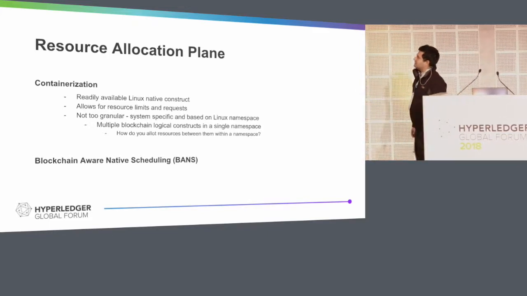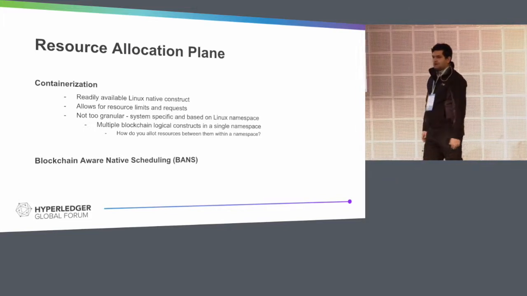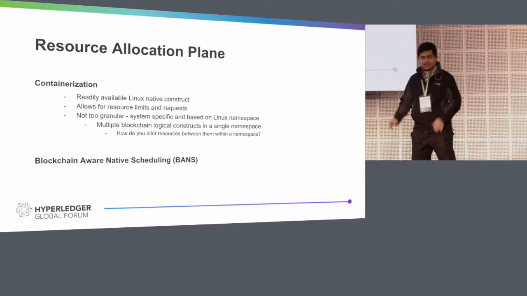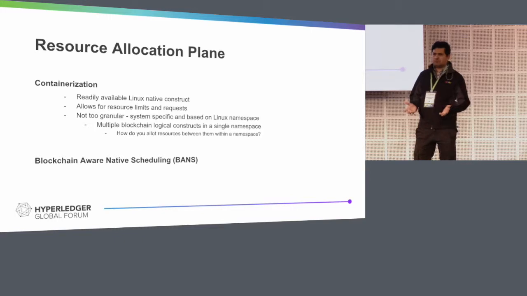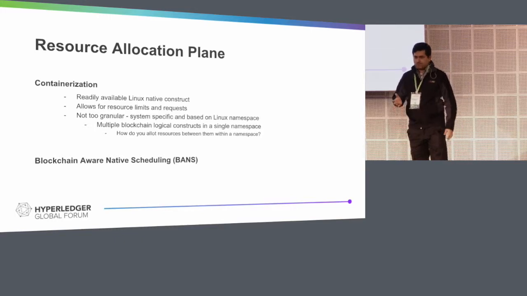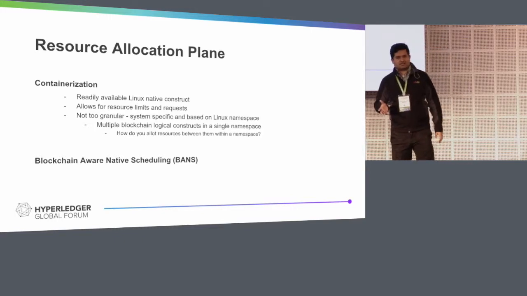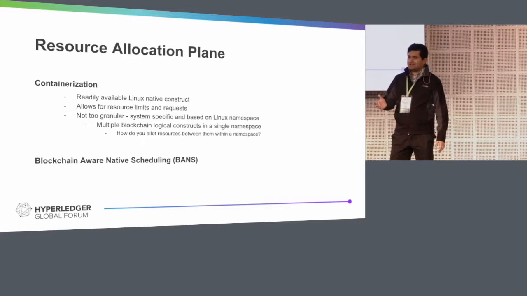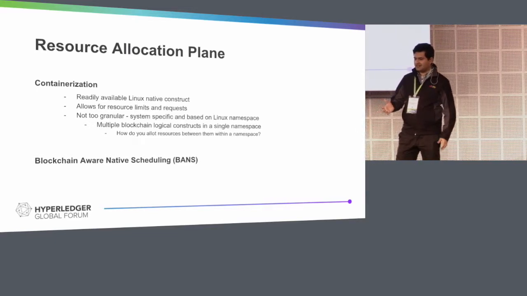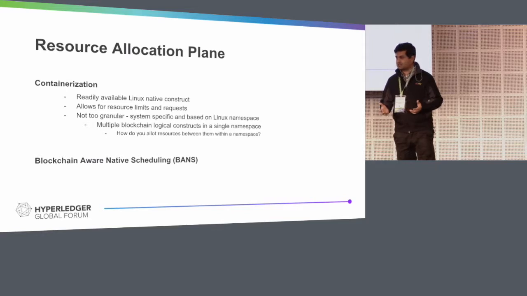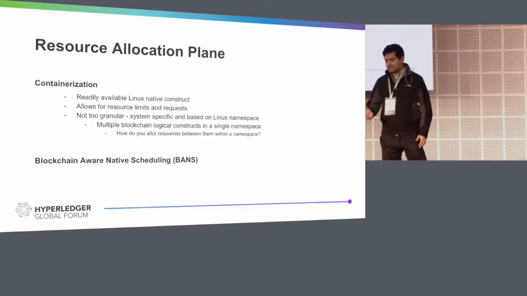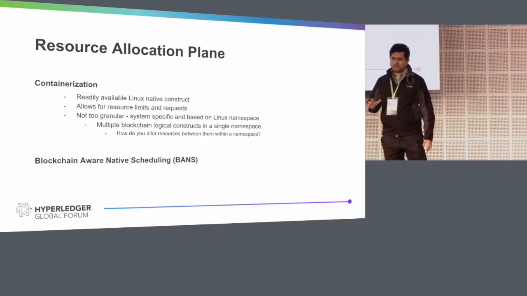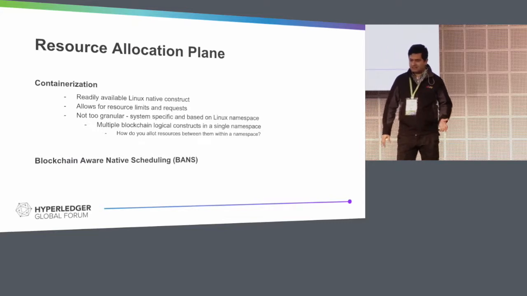So let's take a look at the resource allocation plane. First we are looking at the data plane. How would you implement such an allocation plane? A very low-hanging fruit is containerization. It's readily available as a Linux construct. It also has good orchestration support, like Kubernetes. It allows for resource requests as well as limits.